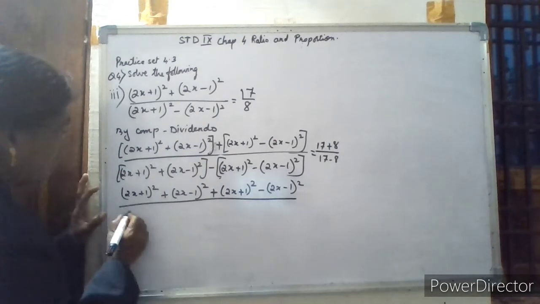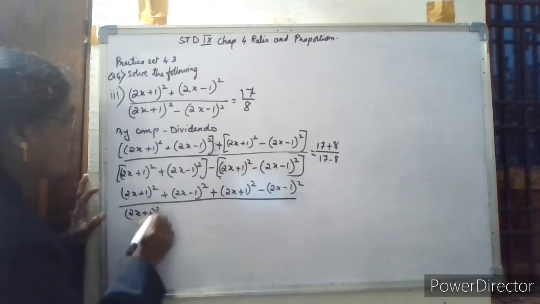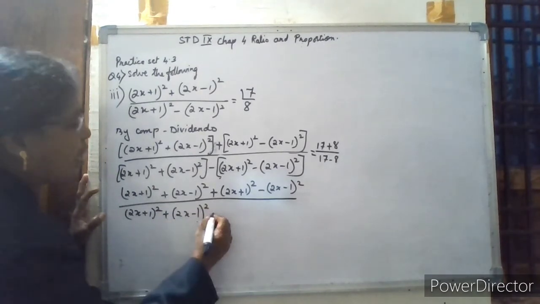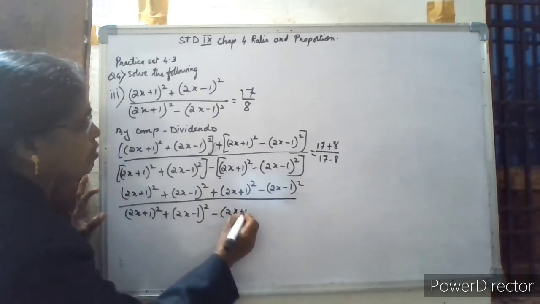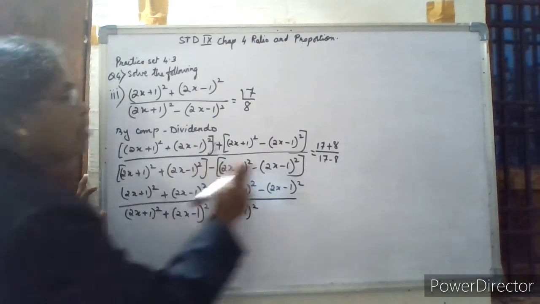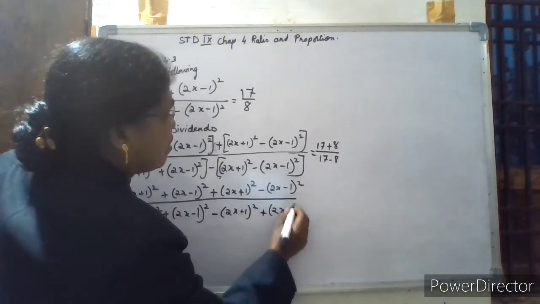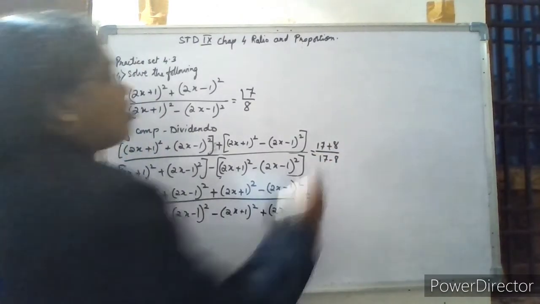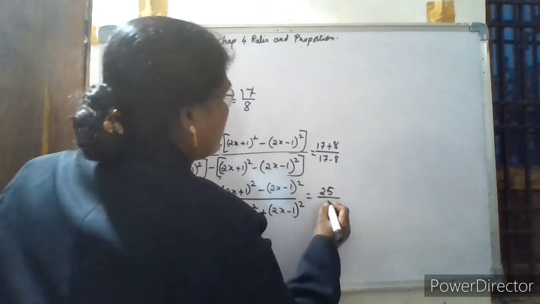So when we open this square bracket, 2x plus 1 the whole square plus 2x minus 1 the whole square. Then minus into plus is minus, inside the bracket 2x plus 1 the whole square. Minus into minus will be plus 2x minus 1 the whole square. This is equal to, as, solve this, 15 carry 1, 25 by 9.